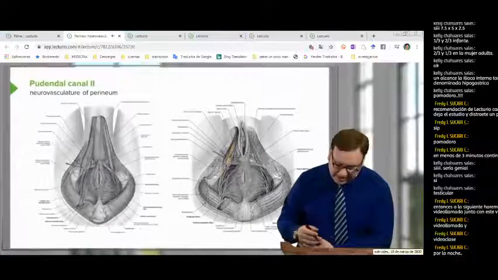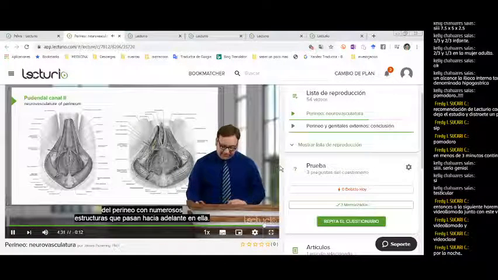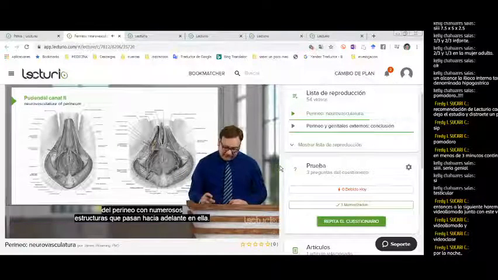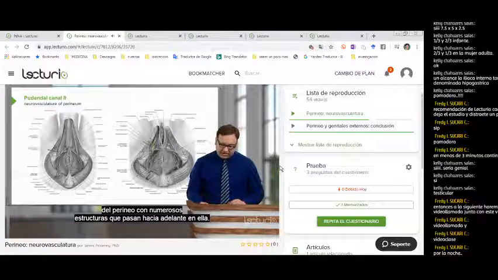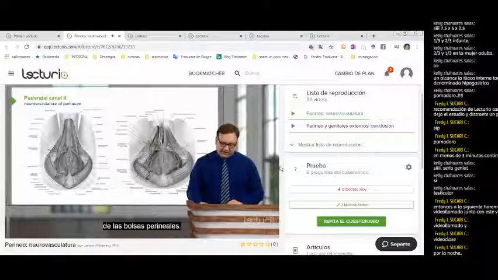But you can see that this is a very complicated region, the neurovasculature of the perineum, with numerous structures passing forwards into it to ultimately supply the erectile tissues and to supply the skin of the perineal pouches.